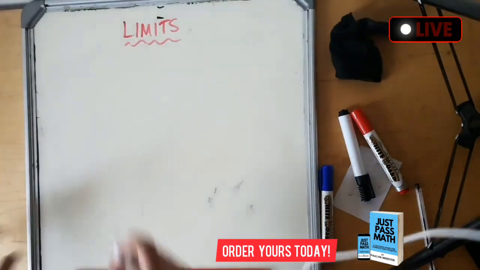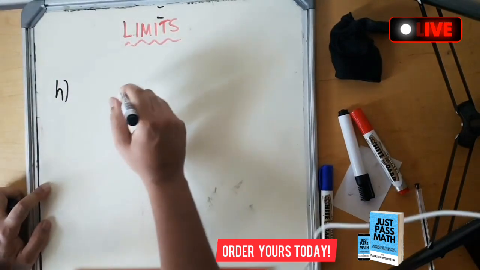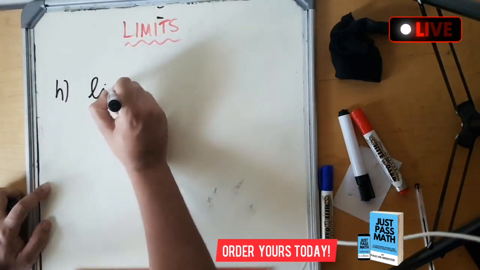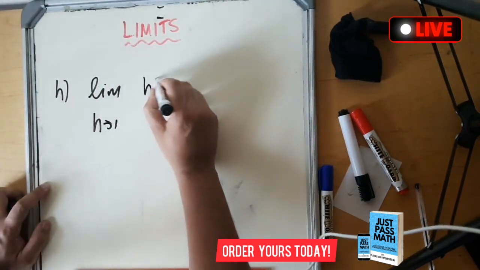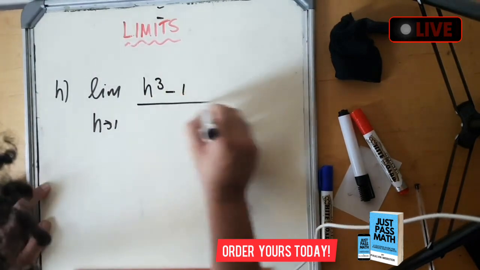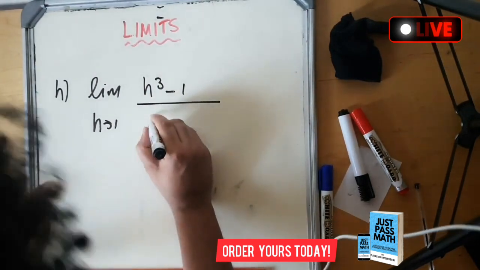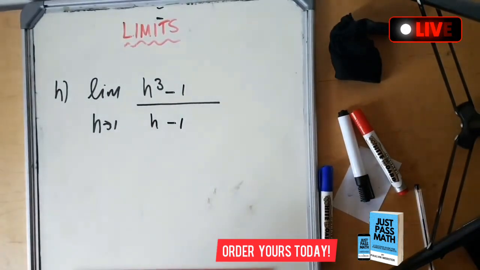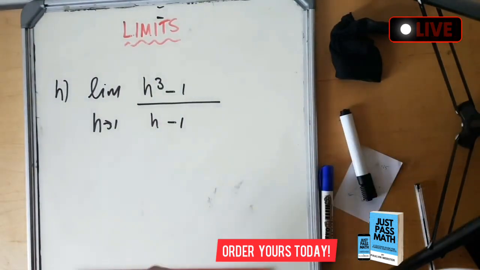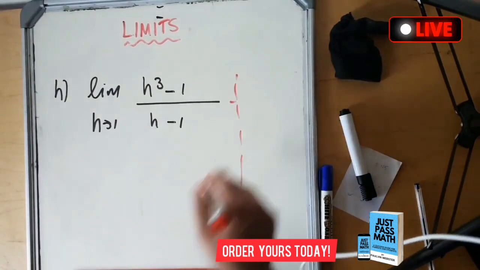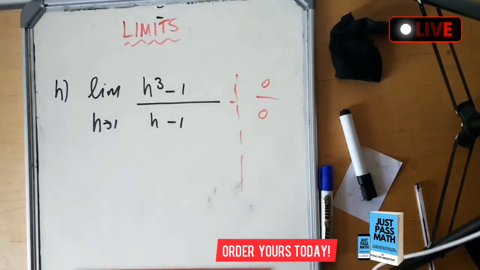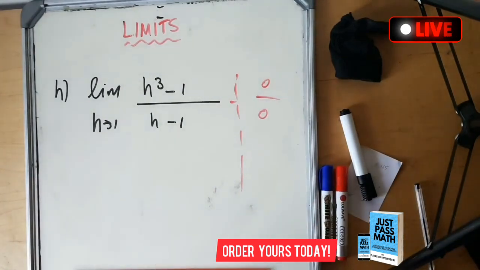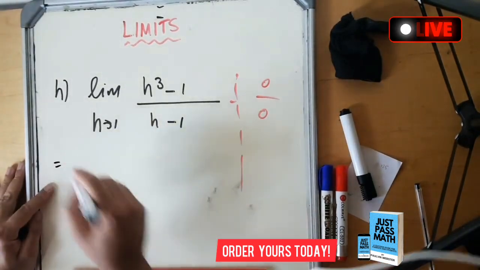So the last one is H, and we have here the limit as h tends towards 1 of h cubed minus 1 over h minus 1. So as you can see, if we substitute 1 in here, we're going to get 0 on top and 0 at the bottom, which means undefined. So before we say the limit doesn't exist, let's first see if we can factorize this, and yes, we can.